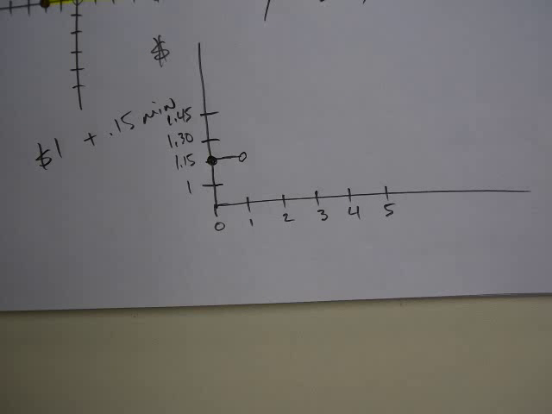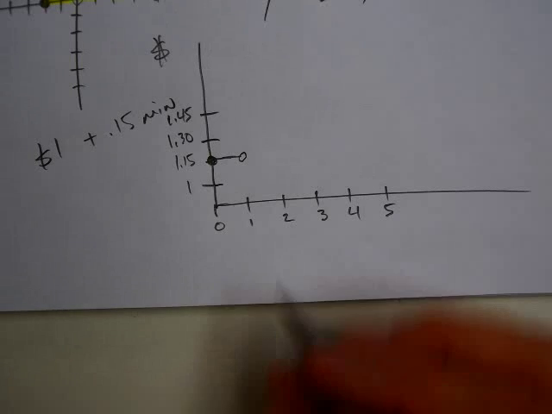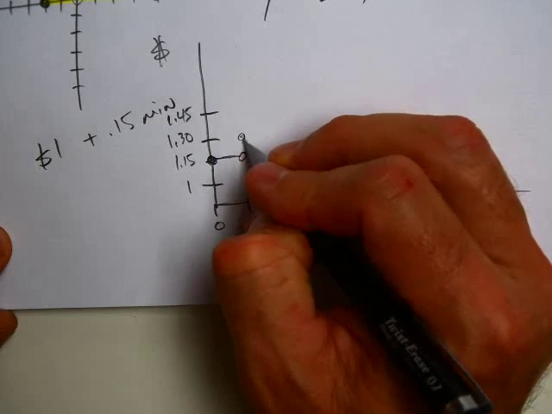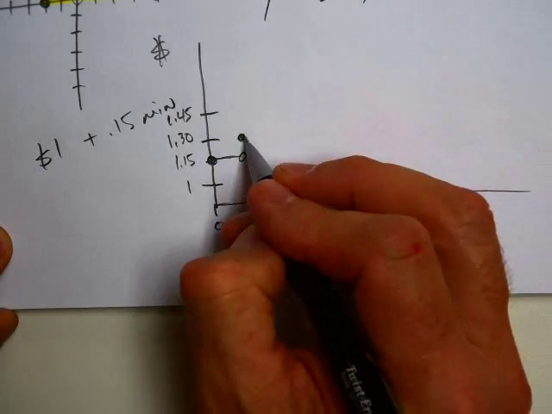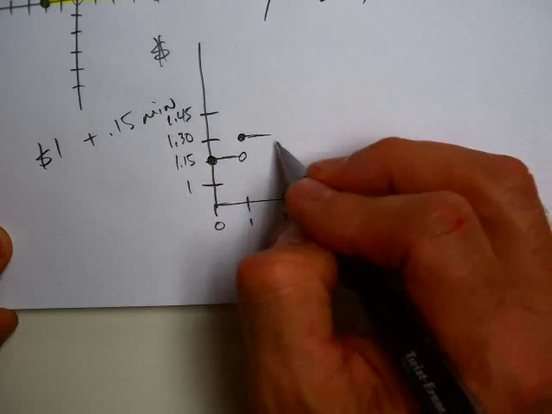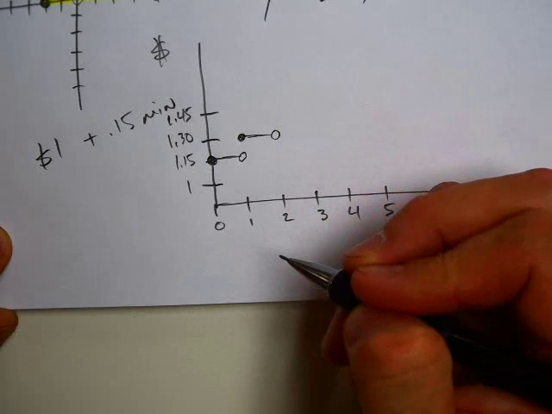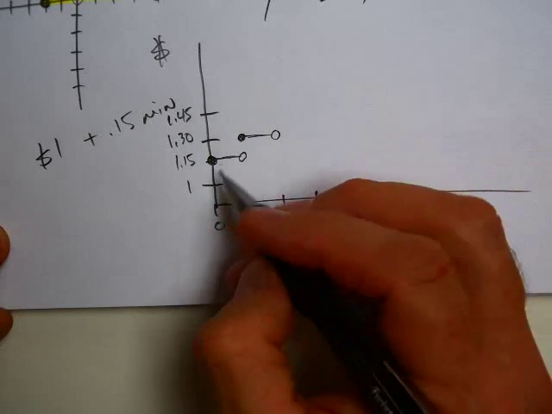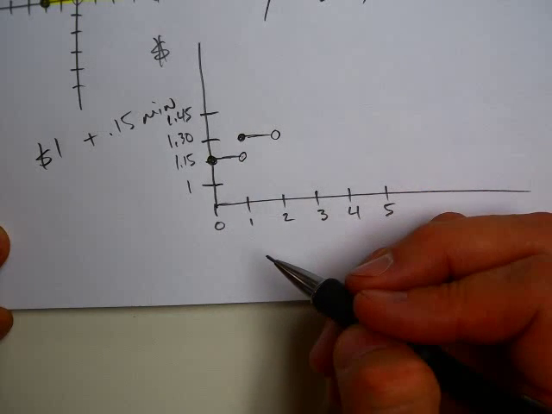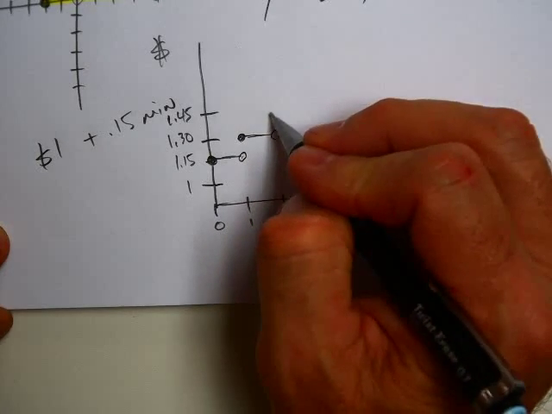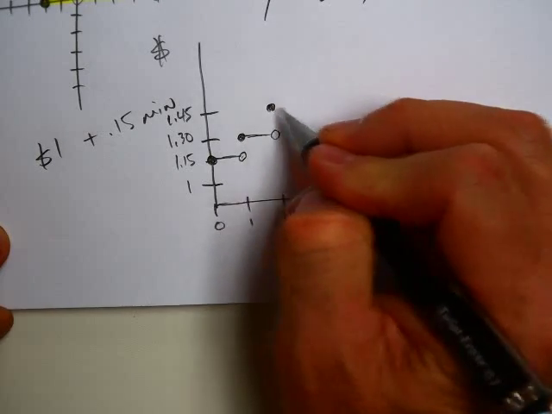As soon as I get to 1 minute, it changes and steps up. So if I go 0.9 of a minute, it's going to cost me $1.15. If I go anything more than 1 minute, 1 minute and 1 second, it's going to charge me the next rate until I get to the 2nd minute, and I'm going to have an open hole there because I can't charge at both places. Does that make sense? And this is exactly how taxi cabs charge and all sorts of things.